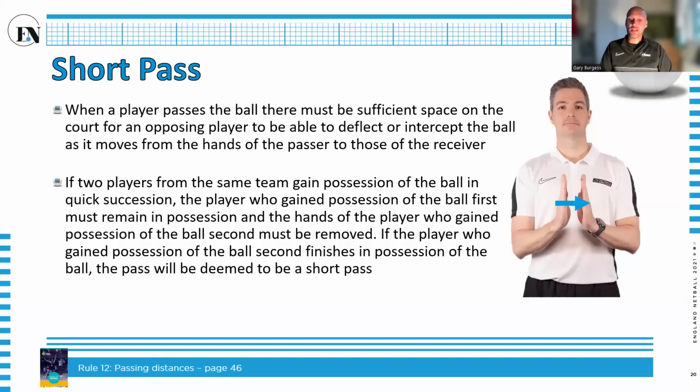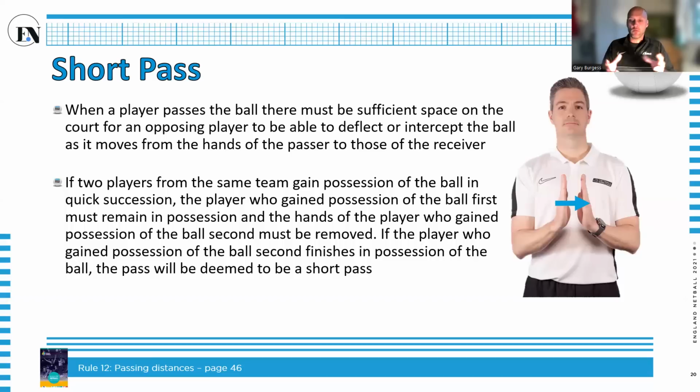Now, if two players from the same team gain possession of the ball in quick succession, the player who gained possession of the ball first must remain in possession, and the hands of the player who gained possession of the ball second must be removed. So if you and I, watching this video, I caught and you caught slightly afterwards, if you take the ball out of my hands, that's another example of a short pass, okay? So if I catch it first and you put your hands on it, then I must retain it.